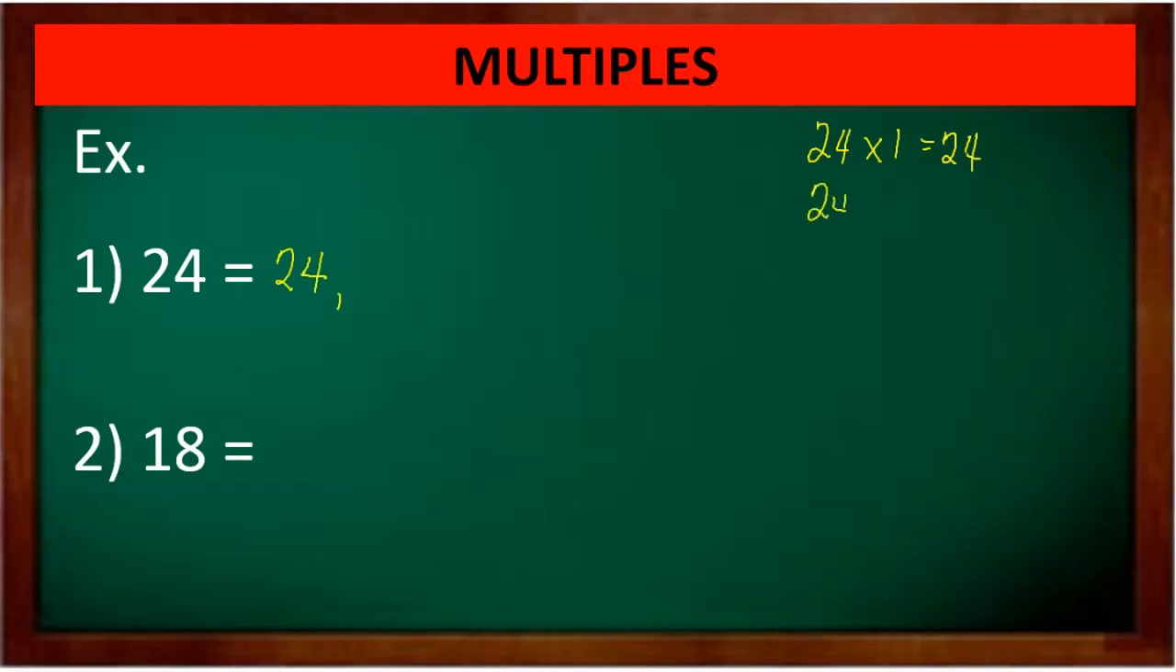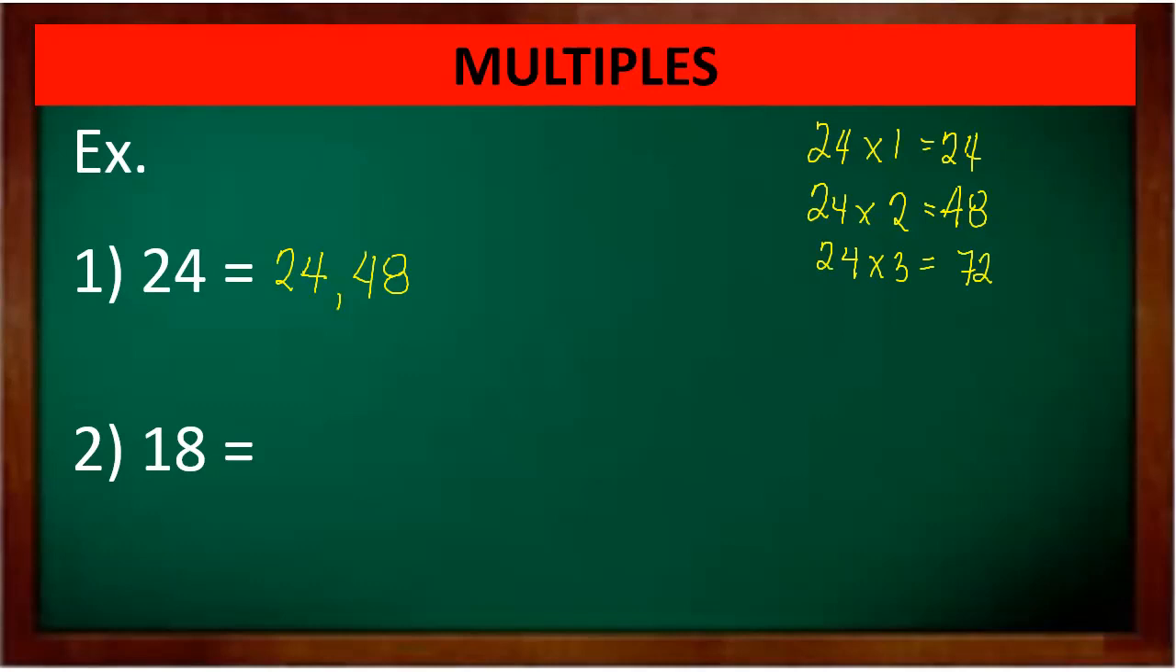Another is 24 times 2. Actually, mabilis lang yan kahit hindi nyo na i-try multiply. But I'm trying to show you this para at least malaman nyo kung paano ko nakuha yung number. Okay, paano natin nakuha yung multiples. So 48. So the next number is 48. So 48 is a multiple of 24 because when you divide 48 by 24, that will give you an answer of 2. So 24 times 3 is equal to 72.